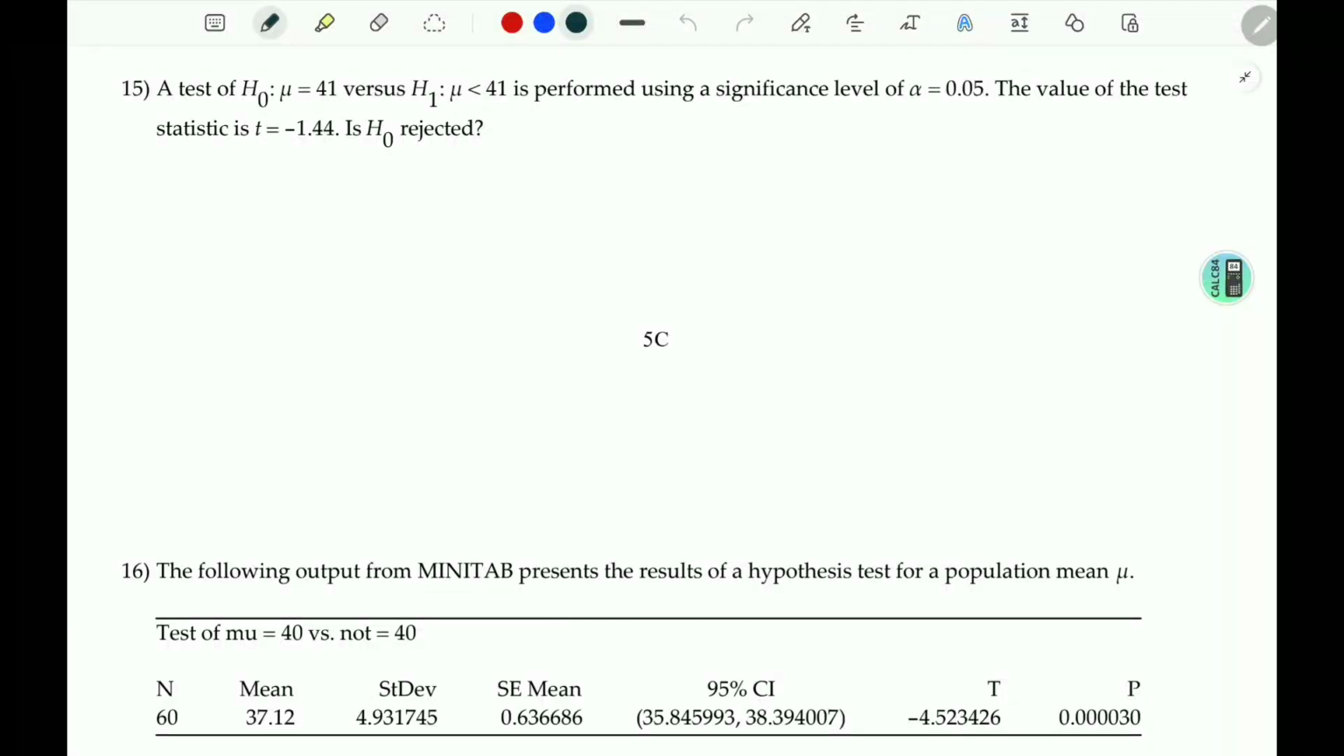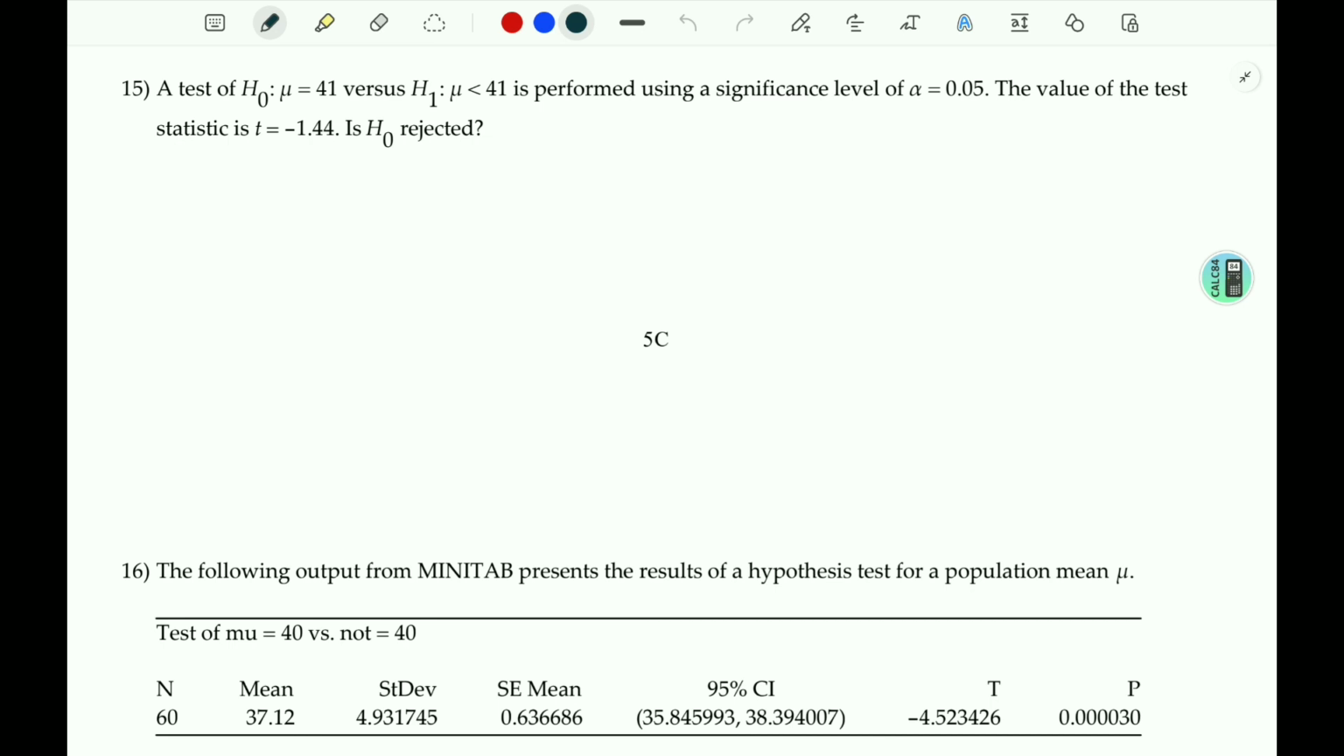Question number 15. A test of the null hypothesis, mu equals 41, versus the alternative hypothesis, mu is less than 41, is performed using a significance level of alpha equals 0.05. The value of the test statistic is t equals negative 1.44. Is the null hypothesis rejected?